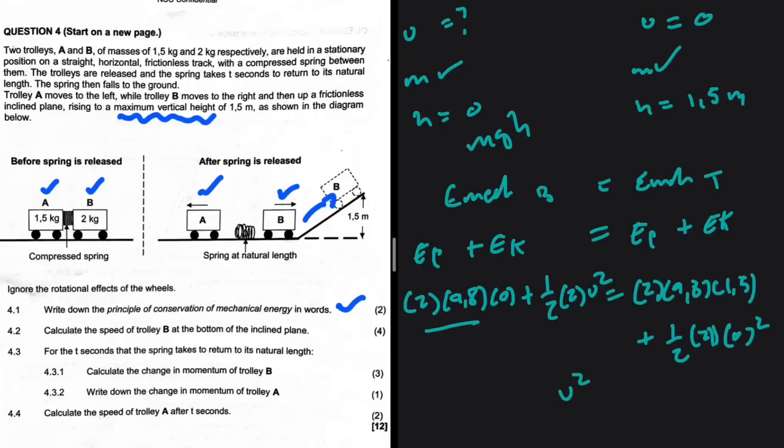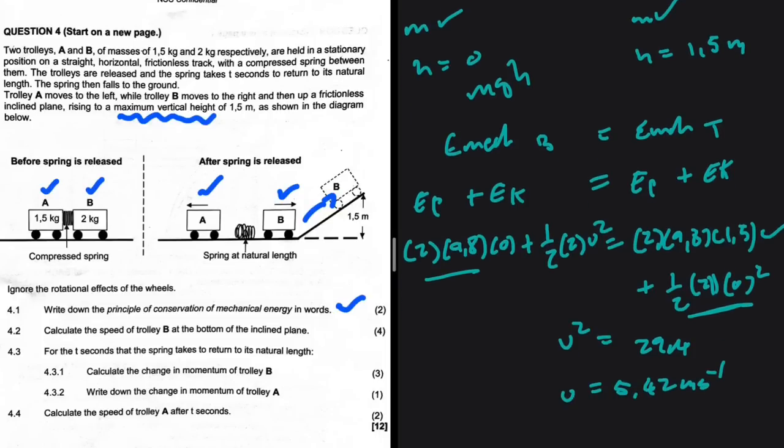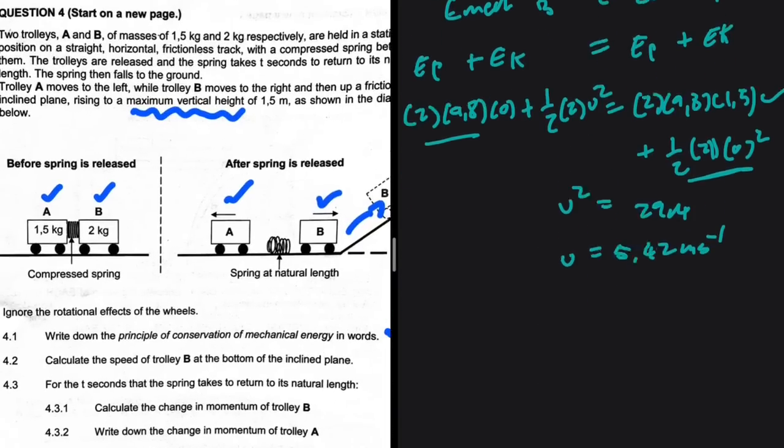So we have v squared being equal to 2 multiplied by 9.8 multiplied by 1.5. Let me just put that in my calculator. That is 29.4. So v is equal to 5.42 meters per second. The question says speed, so we don't have to give any direction. We can just leave it like that.